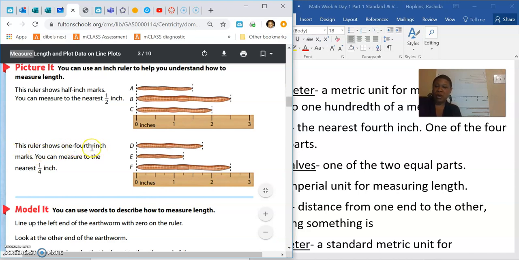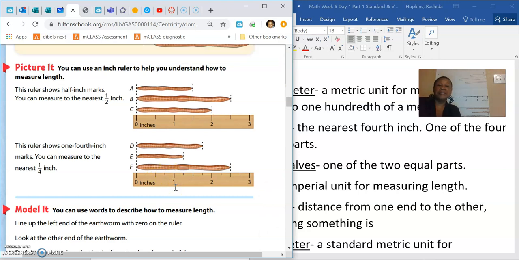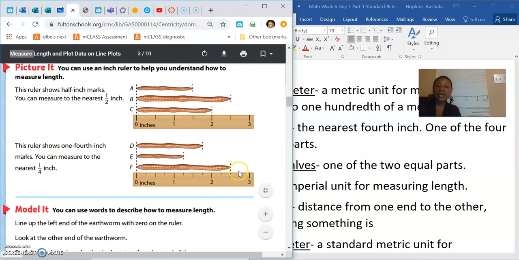This ruler shows quarter-inch marks, and you can measure to the nearest fourth inch. Keep in mind that this inch is broken down into 4 parts: 1, 2, 3, 4. So this is 1/4, this is 1/2, this is 3/4, and this is an inch. Here it is again: 1 and 1/4, 1 1/2, 1 3/4, a total of 2. Then 2 1/4, 2 1/2, 2 3/4, and 3 inches.